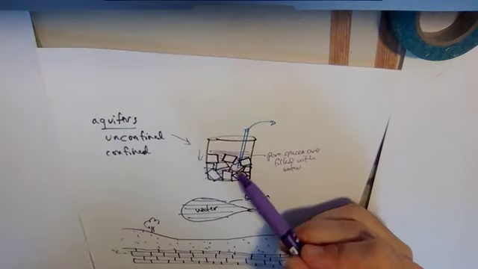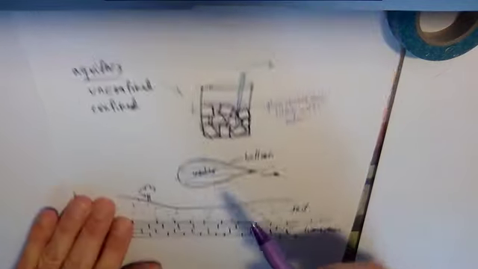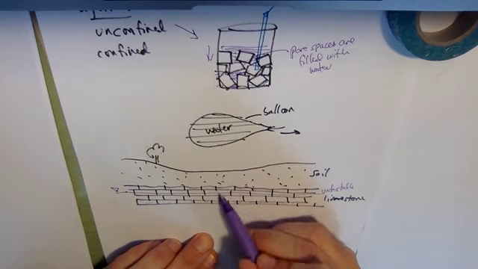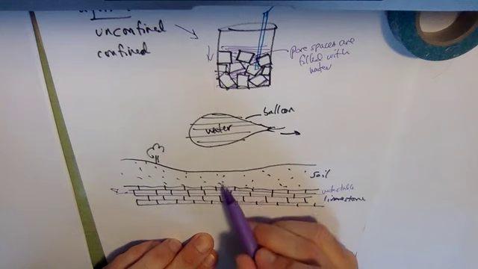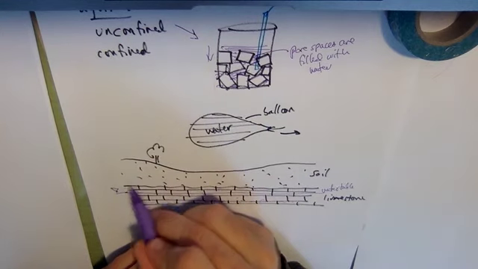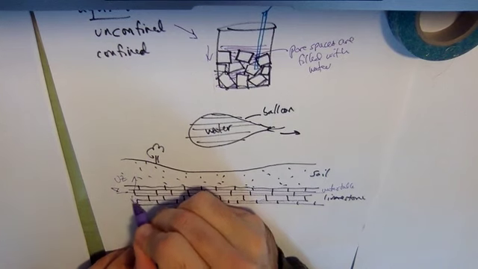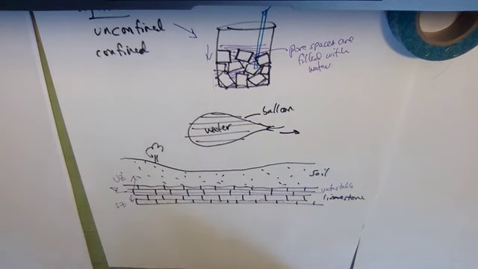It's analogous to this part of the cup up here. And above this line, at least some of the pores are not saturated. They've got air in them. So this is the unsaturated zone above the water table, and the saturated zone below the water table.